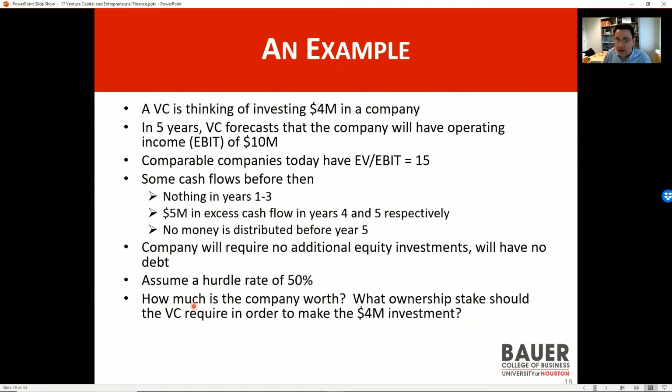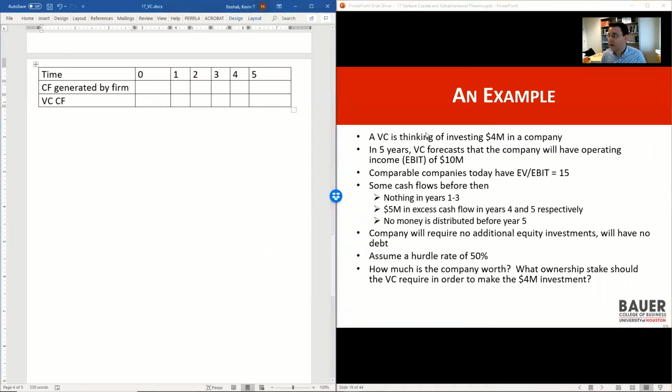2 questions. How much is the company worth, given all that information? And 2, what ownership stake will the VC require in order to make that $4 million initial investment? Okay, so let's set up the numbers here. I have a little table. We've got a timeline going from today to year 5. Everything's done by year 5 according to these forecasts for the VC.